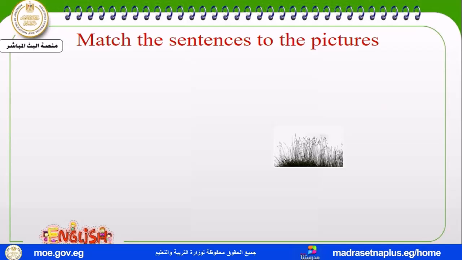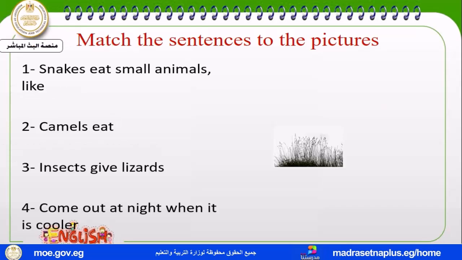Now we have some photos and sentences to match together. Here are the sentences. Sentence number 1. Snakes eat small animals. Like what? Number 2. Camels eat. Eat what? 3. Insects give lizards. Come out at night when it's cooler. What comes out at night when it's cooler?